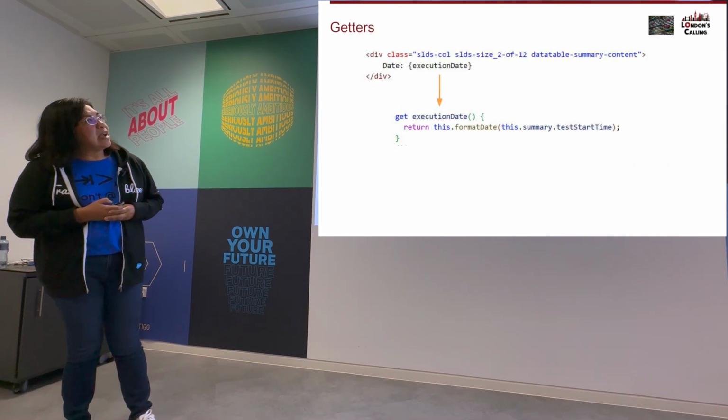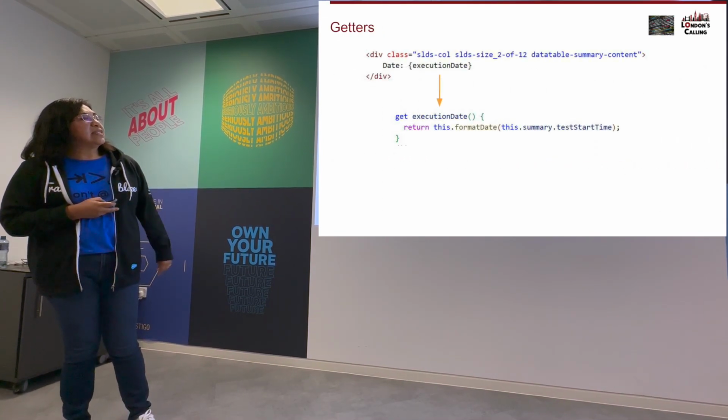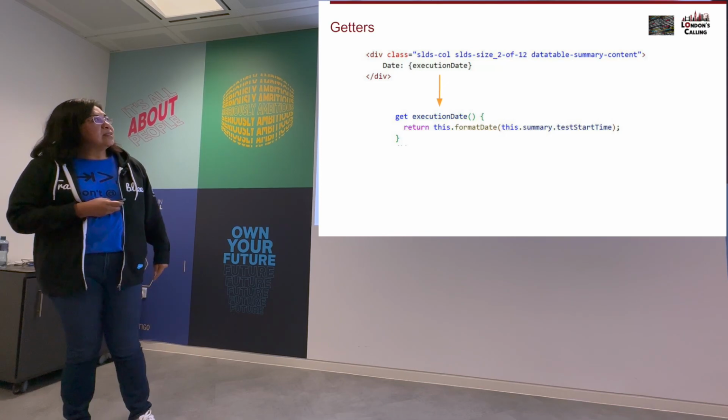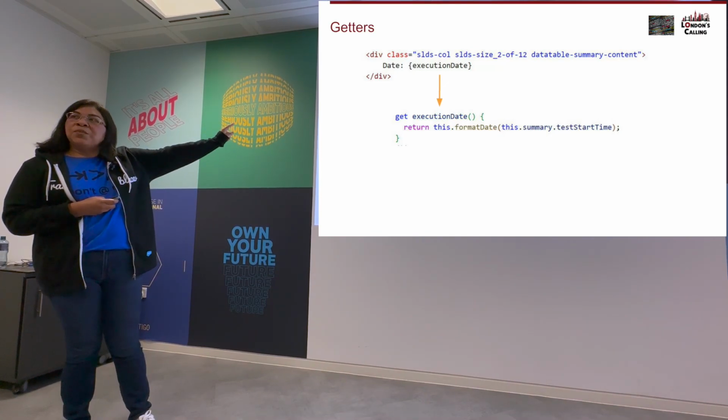So I would use a getter here, and the get for execution date is just going to call format date on my value and return the result to the Lightning Web Component.